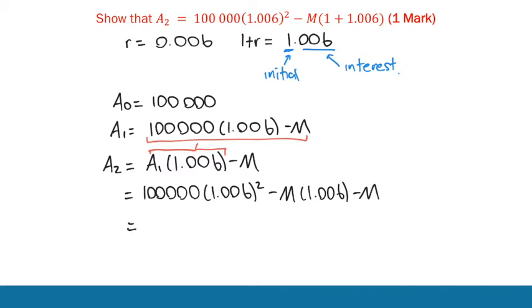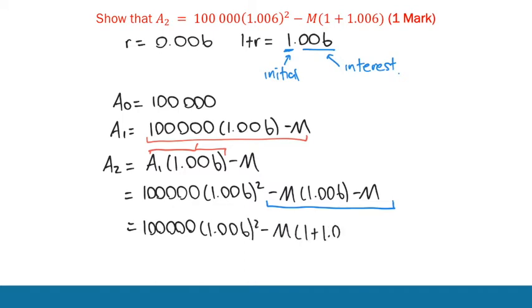To get the result they've got, all we do is pull an m out of these latter two terms. So we get 100,000, 1.006 squared, minus m lots of 1 plus 1.006. Just a quick point to notice that we don't have a subtraction in the middle here. The subtraction was handled by pulling the subtraction at the front in the factorization. So these two subtractions in the previous line both end up at the front like that. So we've proved the result.